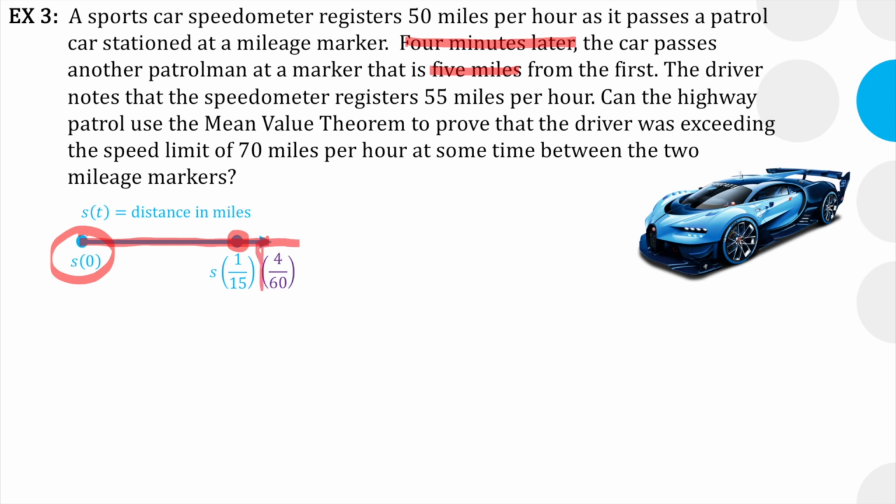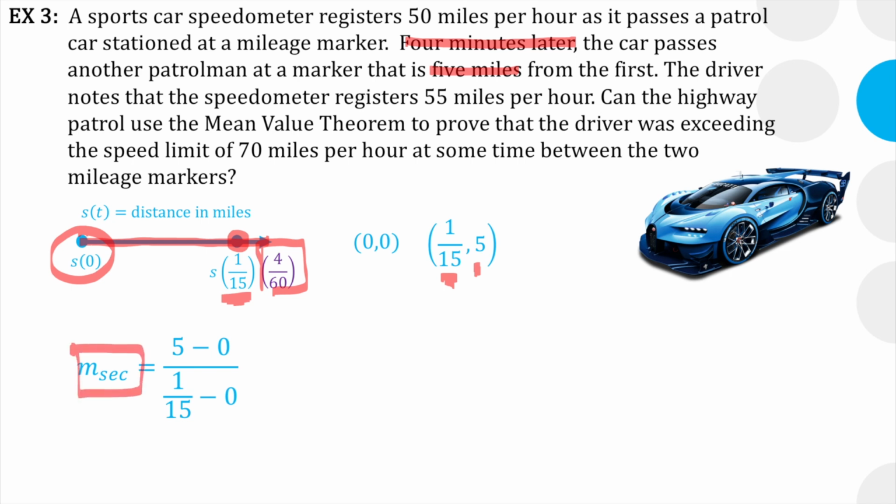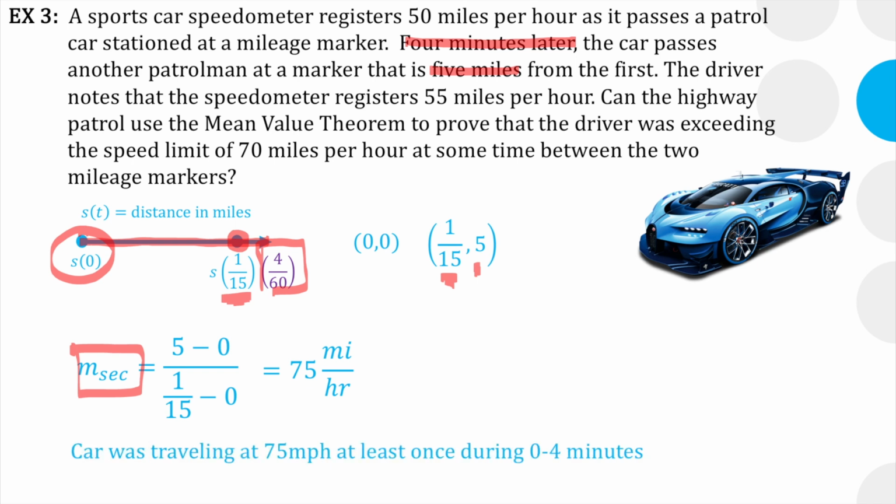So 4 minutes out of 60 minutes, we have a time hack of 1/15. So if our starting point is (0, 0), and 4 minutes later he's gone 5 miles, we have 2 points. All right, well, let's find the slope between those points. So the slope of the secant line, 5 minus 0 over 1/15 minus 0, is 75. 75 miles an hour is his average speed, which means his instantaneous speed must have been 75 at some point. So that dude's getting a ticket.